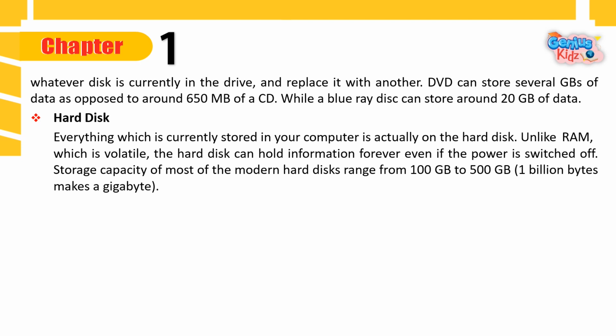Hard disk. Everything which is currently stored in your computer is actually on the hard disk. Unlike RAM, which is volatile, the hard disk can hold information forever even if the power is switched off. Storage capacity of most of the modern hard disks ranges from 100 GB to 500 GB. 1 billion bytes makes a gigabyte.